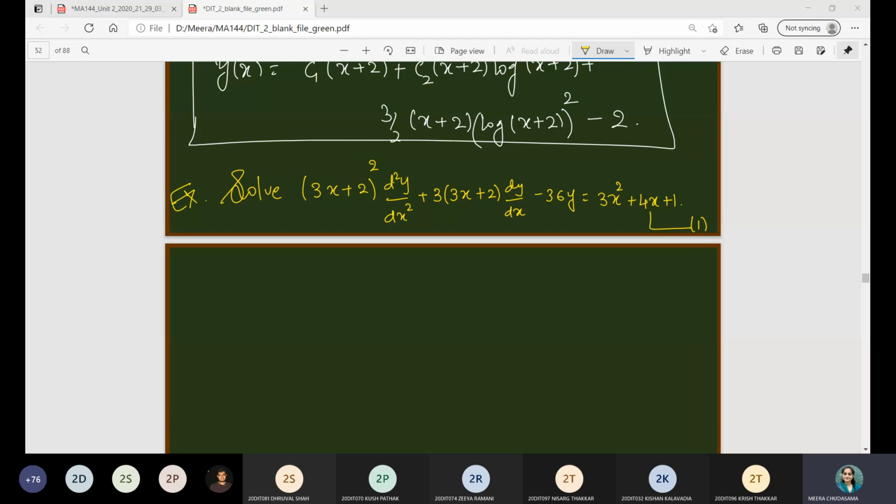Manan has raised his hand. Manan, you got D square plus 4 equals 0. Just a minute, D square minus 4. Yes, you have taken 9 common and put it on the right hand side. Yes, ma'am. So this is correct. So m square minus 4 equal to 0 will be the auxiliary equation.